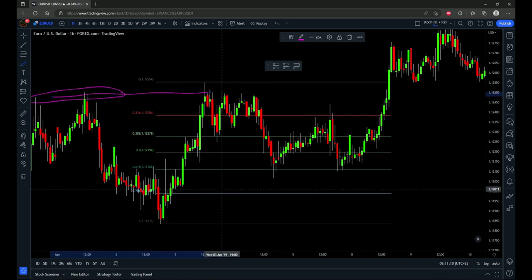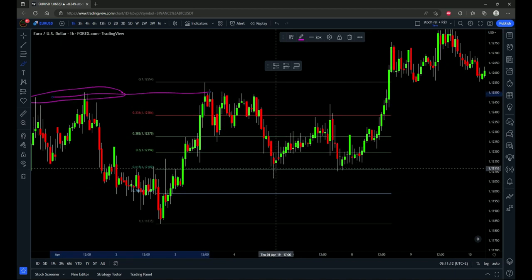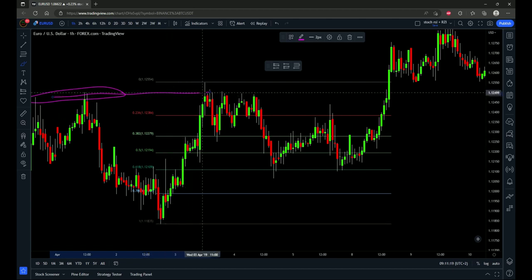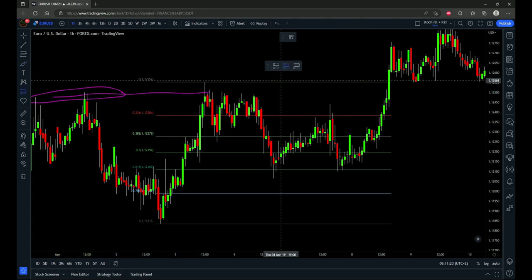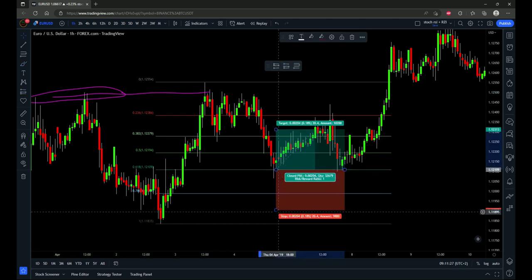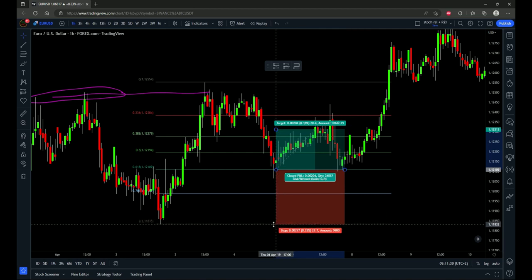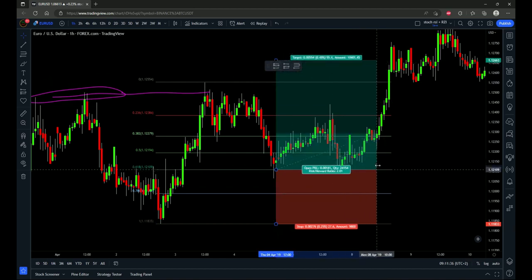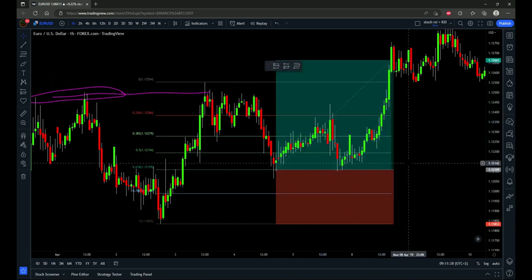So the next thing to look for is the pullback into the 0.618 retracement level. What you do is draw from the bottom of the move to the top of the move and then look to buy at the 0.618 Fibonacci retracement level. For this strategy test, I'll be looking to place the stop loss at the low and then looking for a 1-to-2 risk to reward ratio. So this is what a standard trade setup will look like for this test.